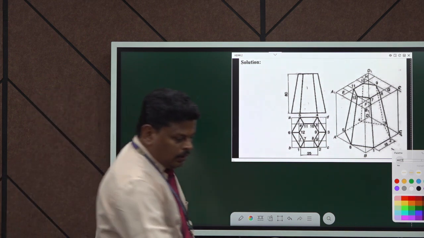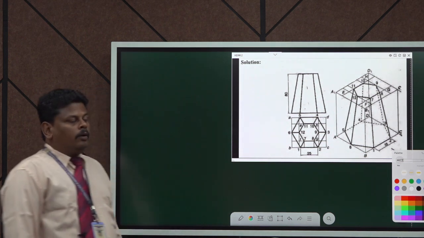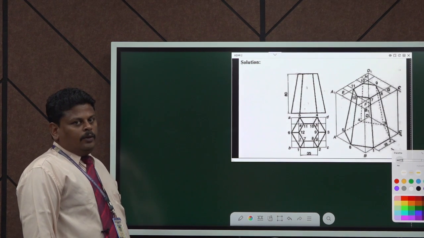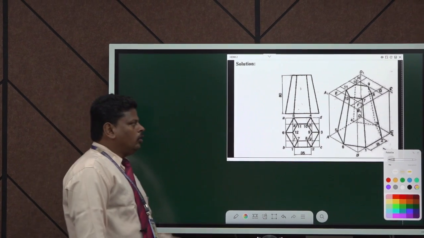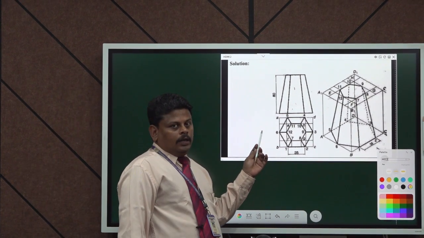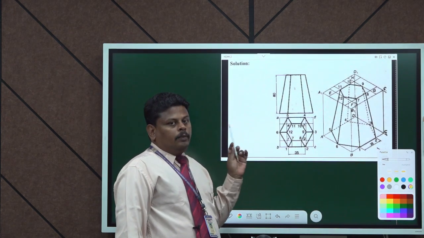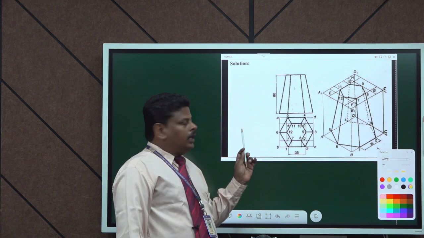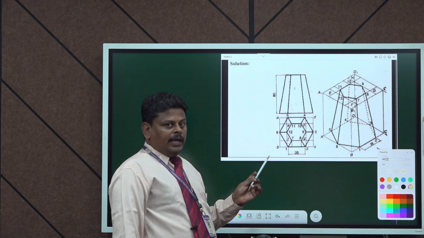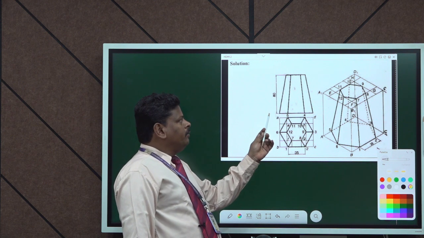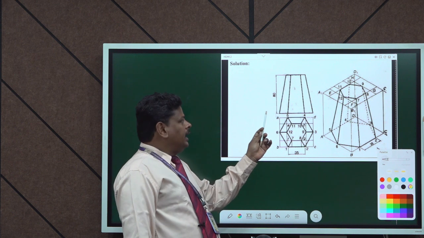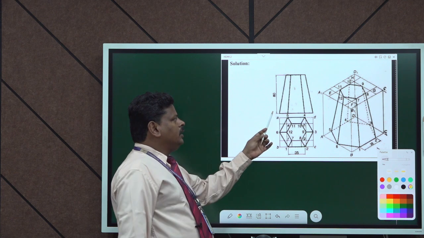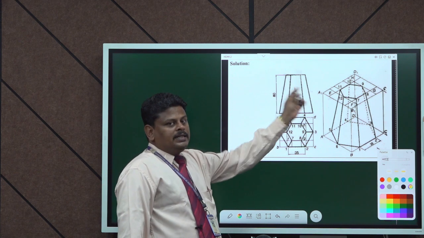This is how we solve this problem. For this problem we are going to draw the front view and top view. Here the front view and top view have already been drawn for our easy understanding. The problem is given as a hexagonal pyramid of side 35 mm, and the axis height is given to be 95 mm, and the horizontal cutting plane is cutting the solid at a distance of 80 mm from the base. As shown here, from the base 80 mm the horizontal cutting plane cuts the solid.